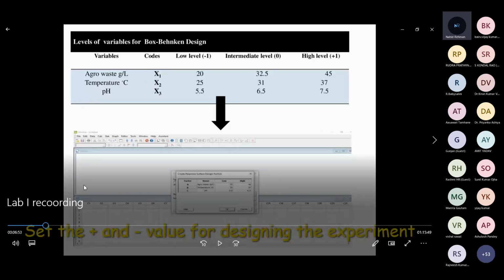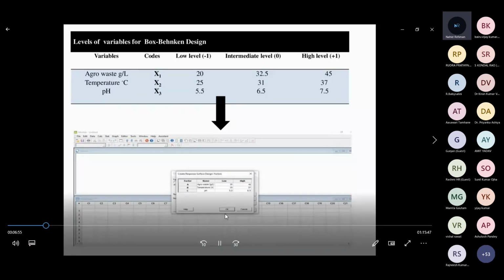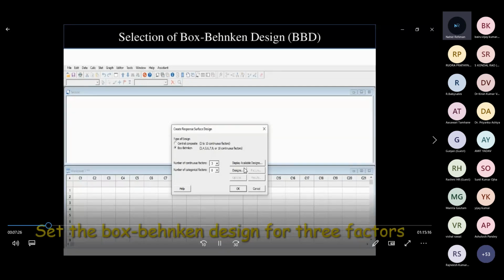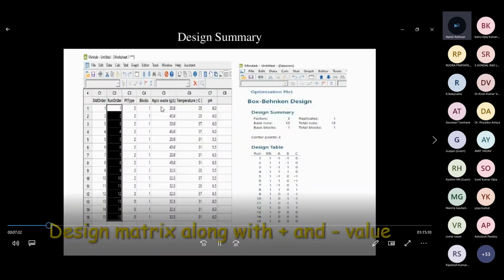When you open the RSM, it asks you to create the response surface design. Then you put in the parameters: low level, optimum level and high level. Once you feed them in, you click OK. After that, you have to create the response. Select the Box-Behnken design, and you will get such a table. In that table the combinations are given, and according to the combinations it will automatically display the levels.